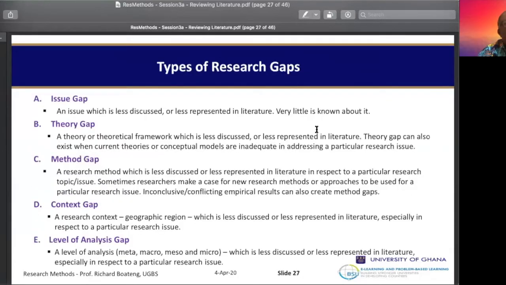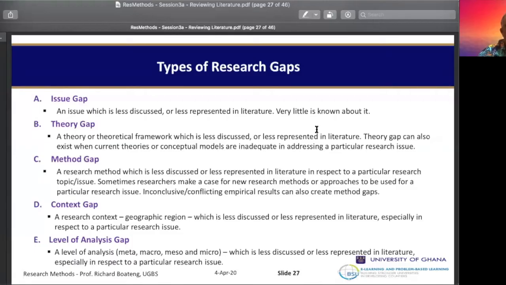Now, for me to continue, I need to explain the different types of gaps. It's important for you to appreciate them because you're going to see different gaps in your research. And the different gaps will help you to appreciate the different ways that people write or communicate gaps. The first approach that authors use to communicate gaps is to focus on the issue that has received less attention in the literature.